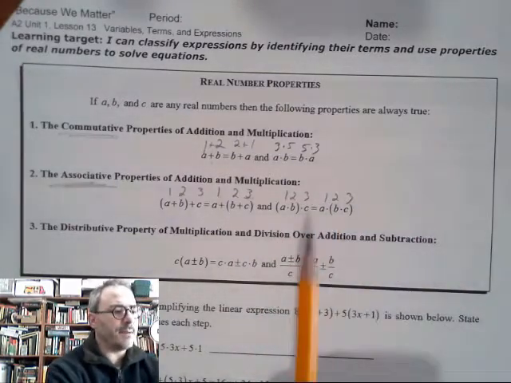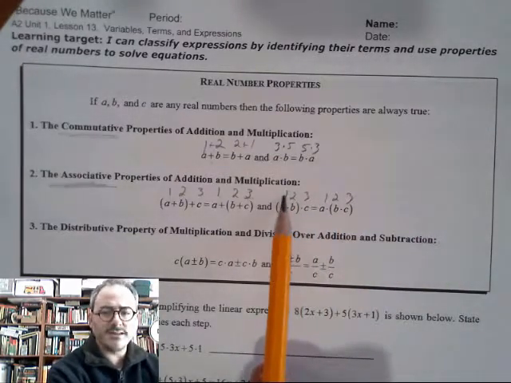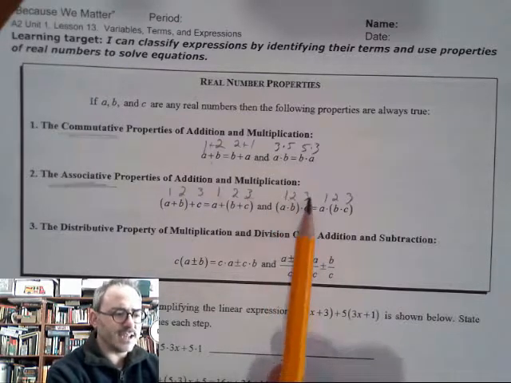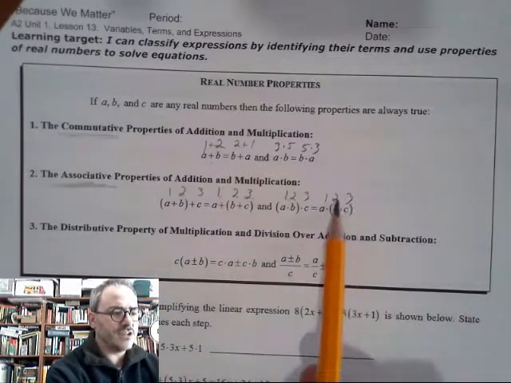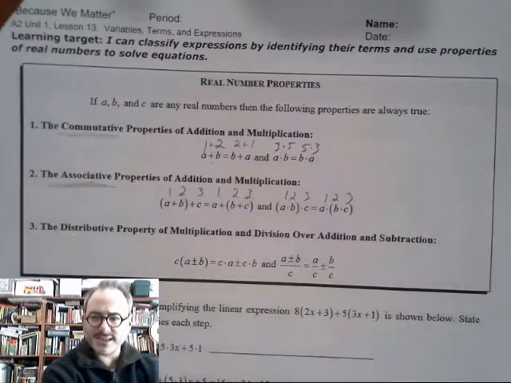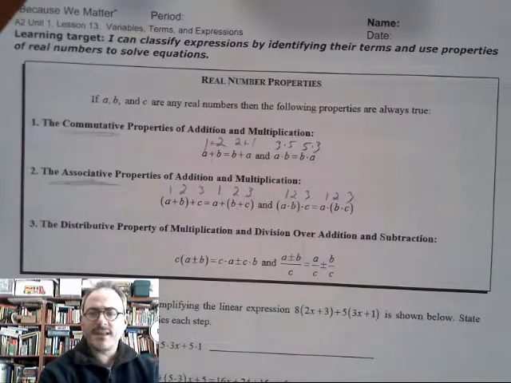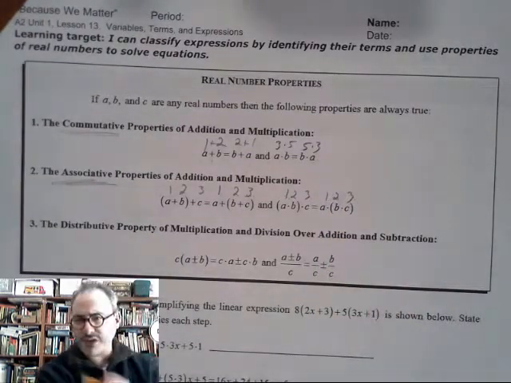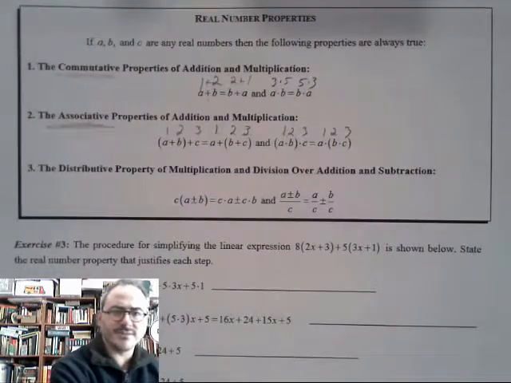I'm going to get the same thing if I multiply 2 times 1, that's 2. 2 times 3 is 6. Or if I multiply 2 times 3 together to get 6, times it by 1 to get 6. Either way, I get 6. The associative property of addition and multiplication.